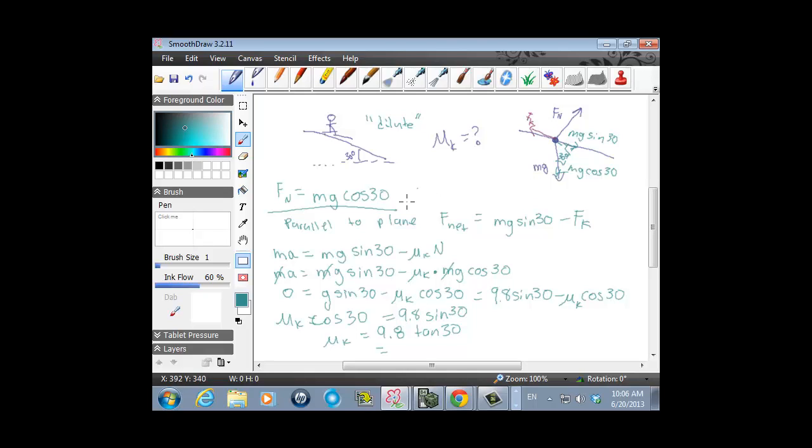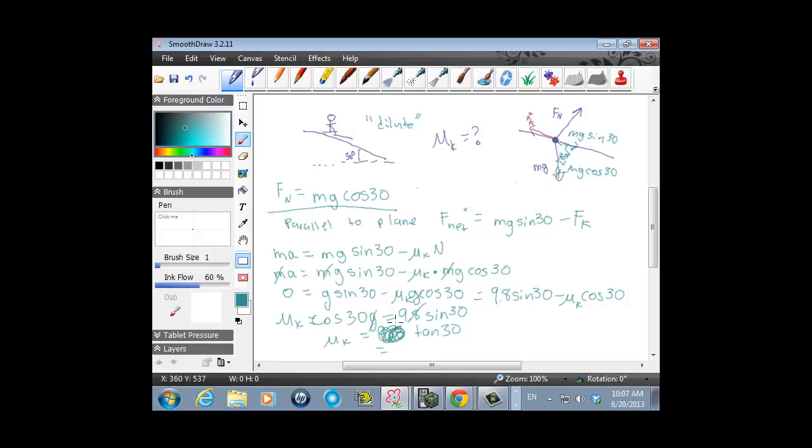Did I end up with a problem that can't work? That's possible. You need to reduce the angle by a lot. Let's see, I think I'm missing... Oh, I forgot a g. Okay, the g's cancel, so I end up with just tangent of 30.